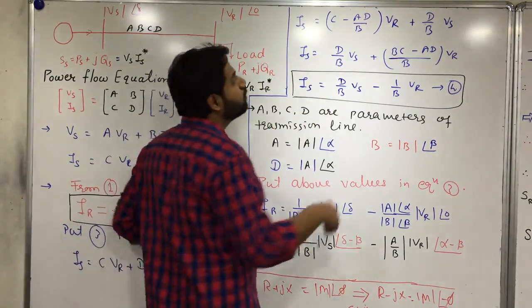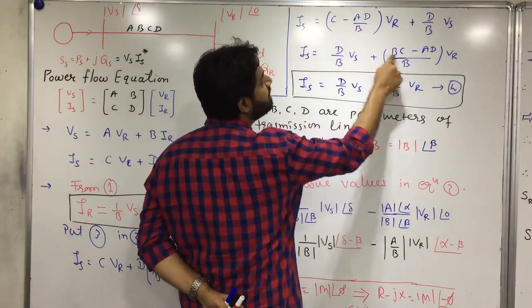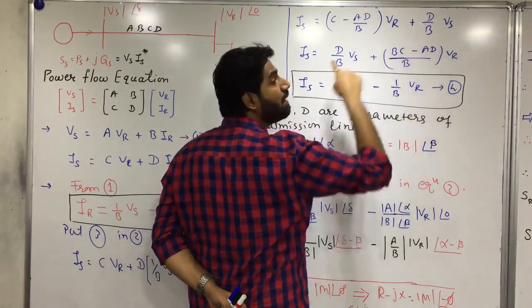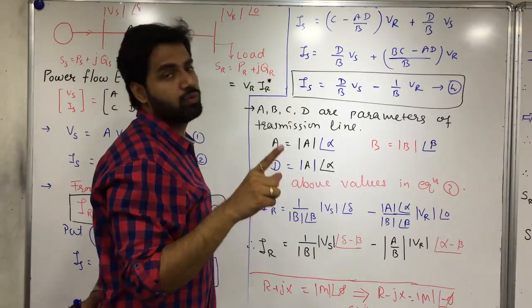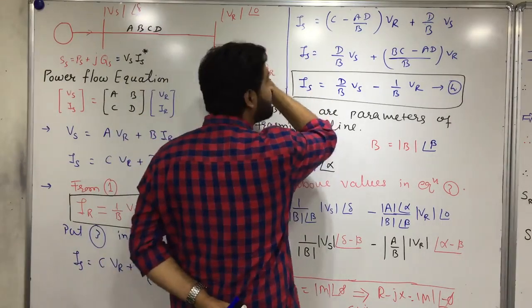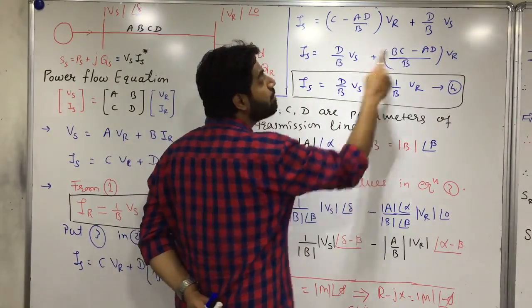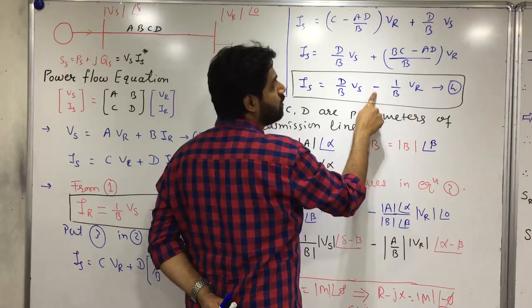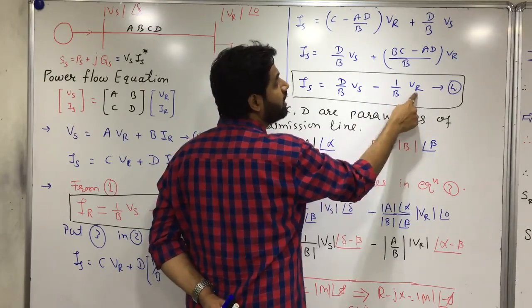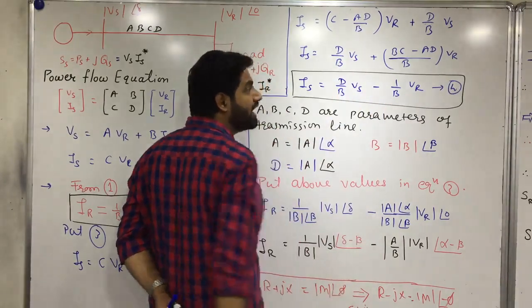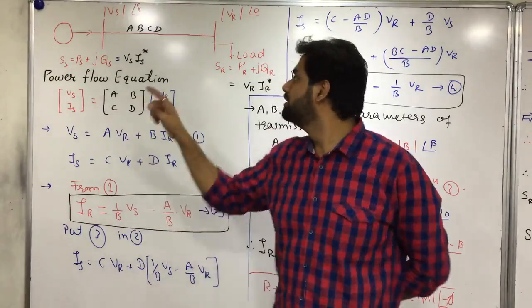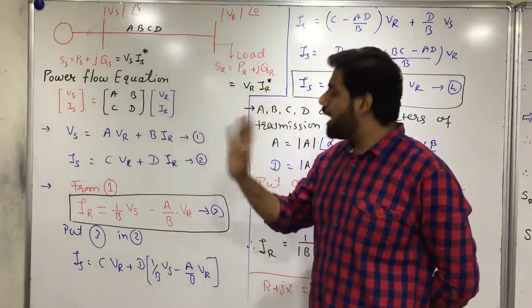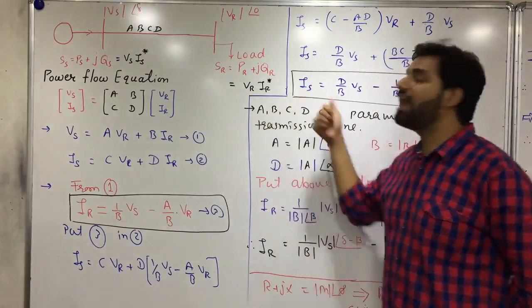One thing we have to remember: when I take the LCM, BC minus AD is nothing but minus 1, since AD minus BC is 1 for a symmetrical network. So that's why it's minus 1 upon B into VR, and this is D by B into Vs. So I wanted these two terms, and I have calculated IR and IS.